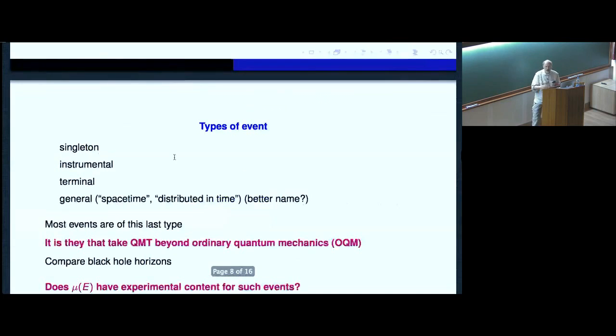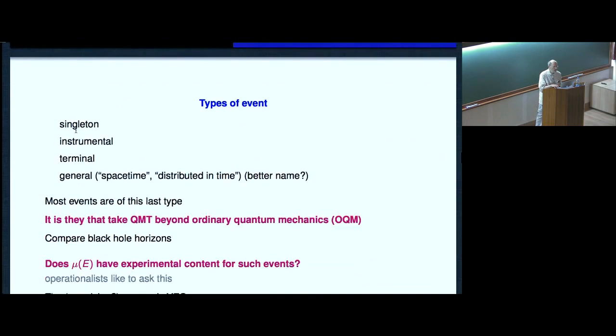The second type are instrumental events. I already described those, and I claimed that these are all the events, really, that in the textbook formulation of quantum mechanics one ever looks at, and that the quantum measure gives in that case the probability of that event, in other words, of that experimental outcome.